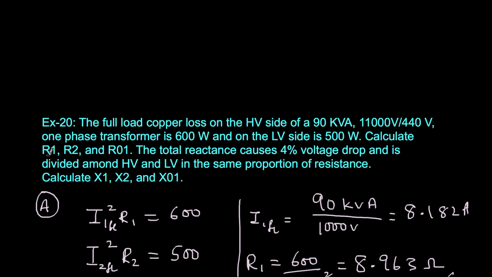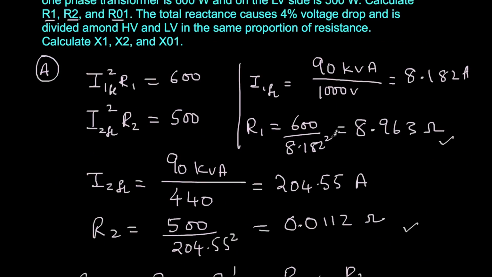So I have calculated R1, R2, and R01. The total reactance causes 4% voltage drop and is divided among HV and LV in the same proportion as resistance. Calculate X1, X2 and X01. Alright, so this is a little bit tricky. Total reactance means, total means what? It is both primary and secondary together. So I'll consider X01. X01 causes 4% voltage drop. What is the voltage of the primary? 11,000. So what is 4% of that?